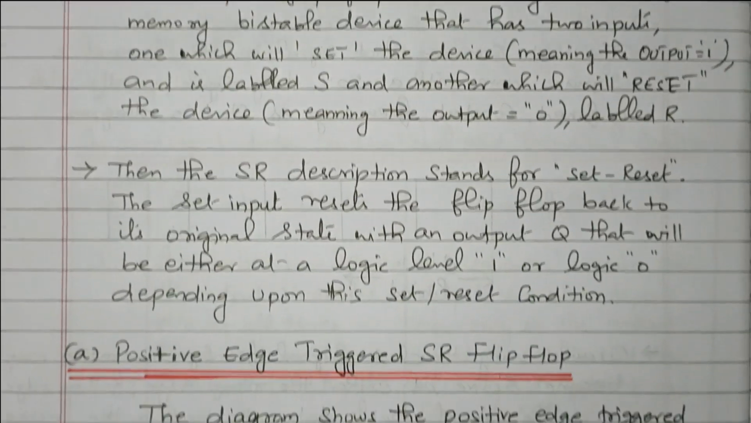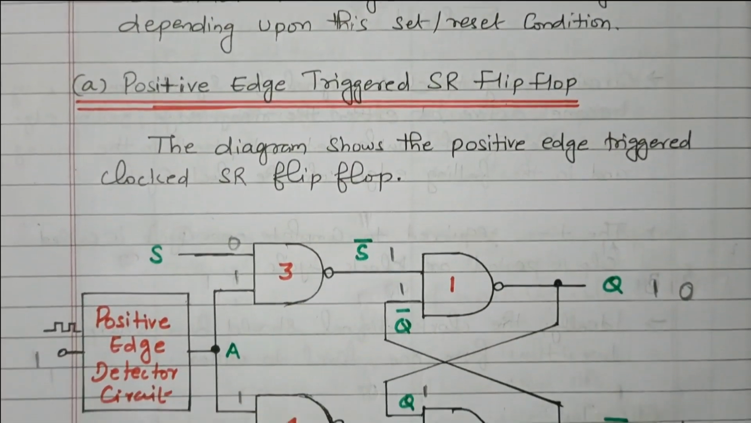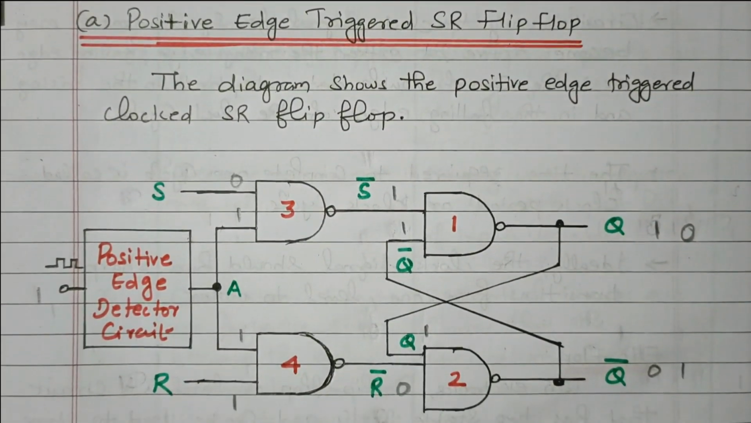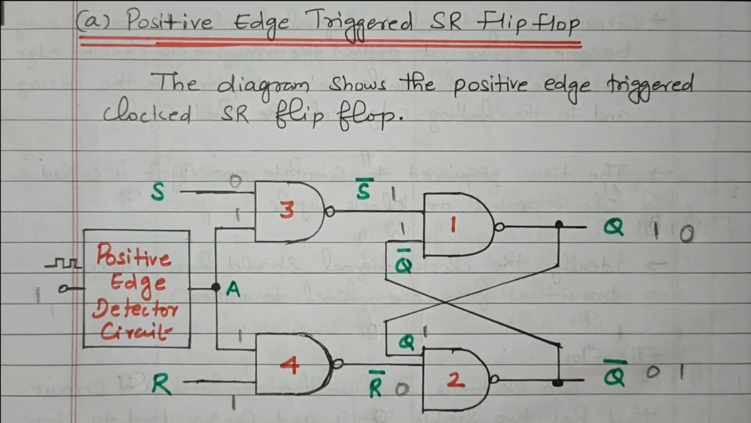Now we'll see the diagram of the SR flip-flop. There are two types available, positive edge and negative edge. Positive edge means whenever the clock pulse rises, the circuit will be executed, the output will be executed. Negative edge means whenever the clock pulse goes down, goes to 0, it will execute. So here we'll see the positive edge. Whenever the clock pulse becomes high level, then the circuit will execute.